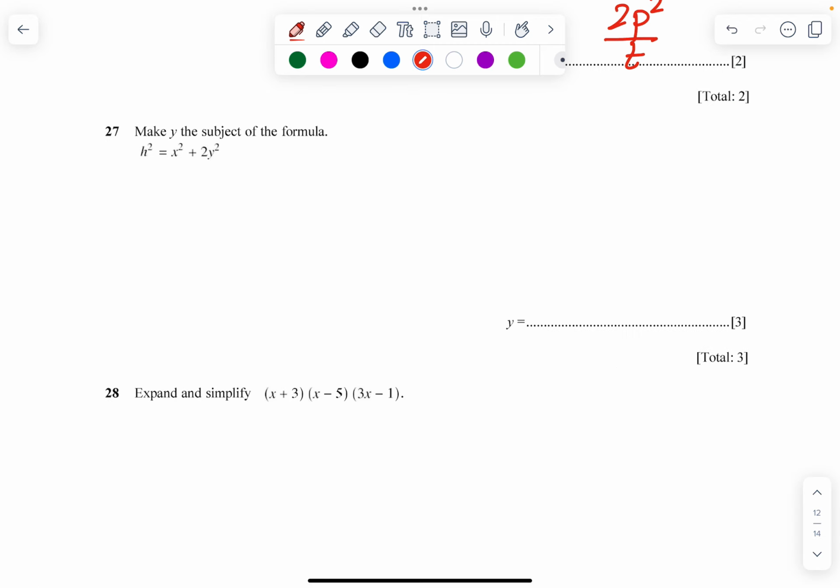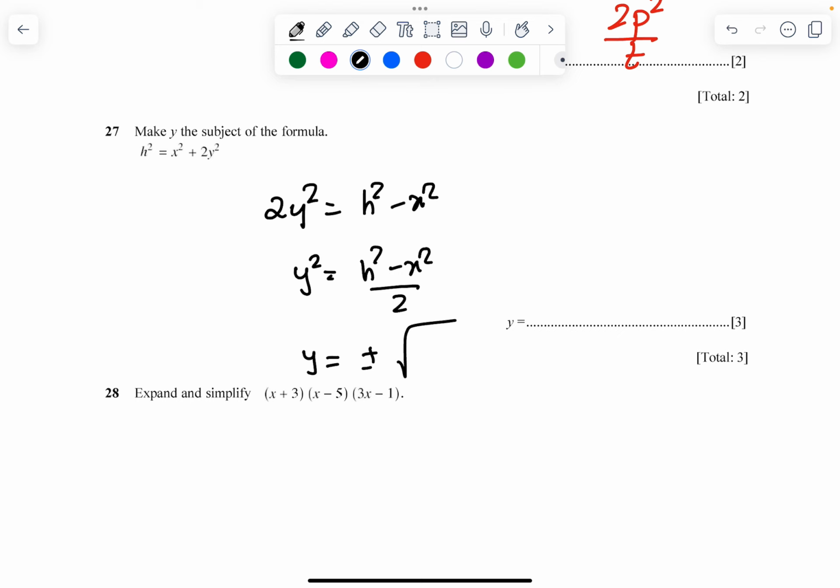Question number 27. Find y as the subject. So 2y squared equals h squared minus x squared. y squared equals h squared minus x squared upon 2. y equals plus or minus square root of h squared minus x squared upon 2. Don't forget to write plus minus.